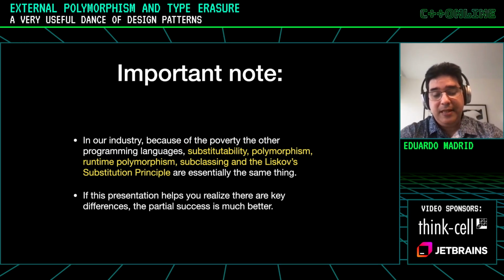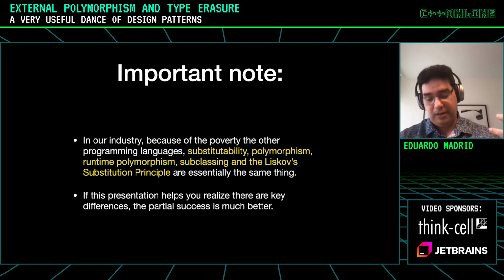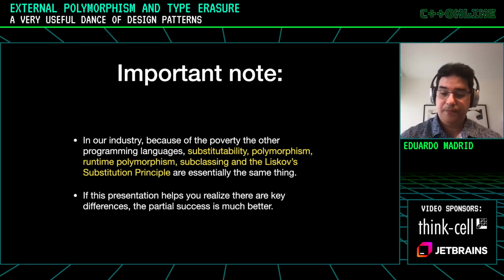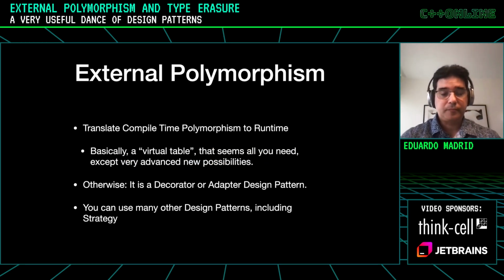So if this presentation helps you in any way to realize that there are key differences between all of those things that I put in yellow, then the partial success of understanding substitutability is going to be improved much more by this realization. Okay.